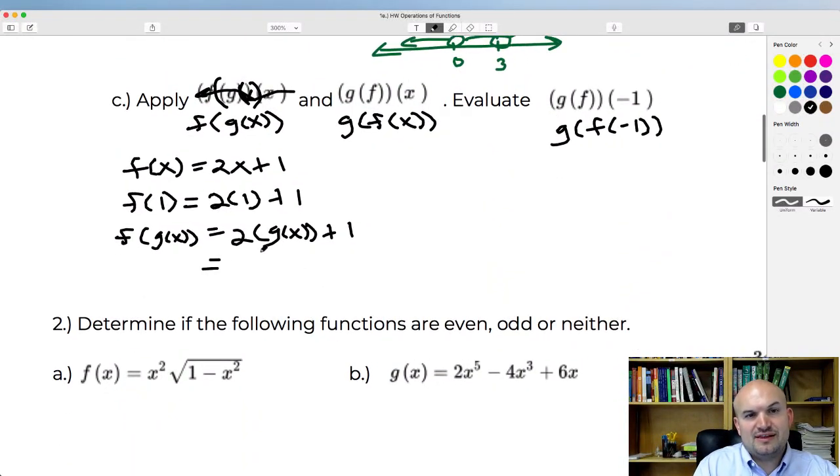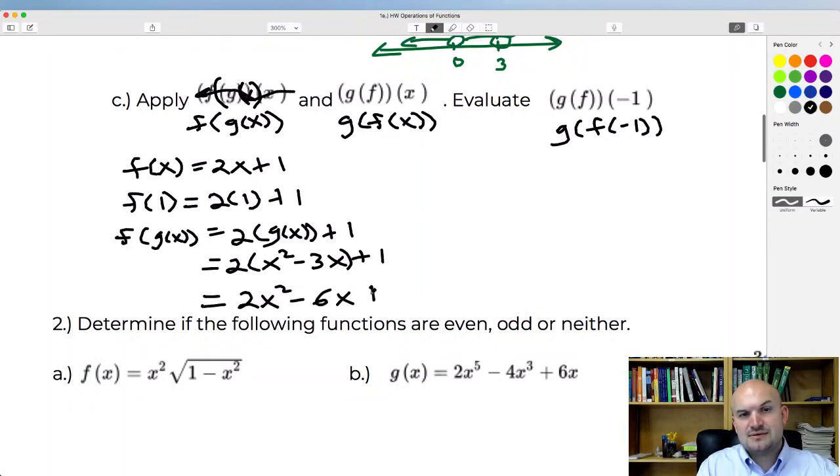So let's actually simplify this. So we have 2 times x squared minus 3x, plus 1. Now you can see to get my final answer, all I need to do is distribute the 2. 2x squared minus 6x plus 1. And there we go, we're done.